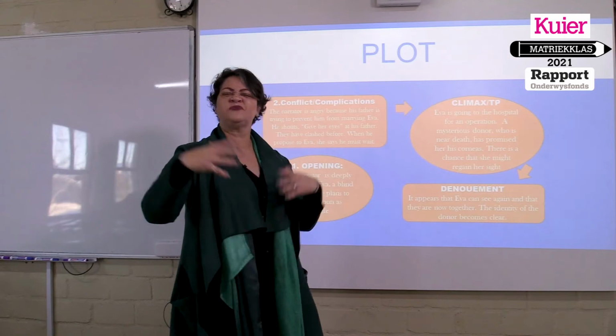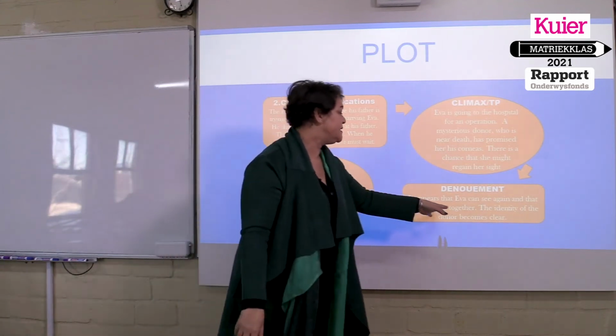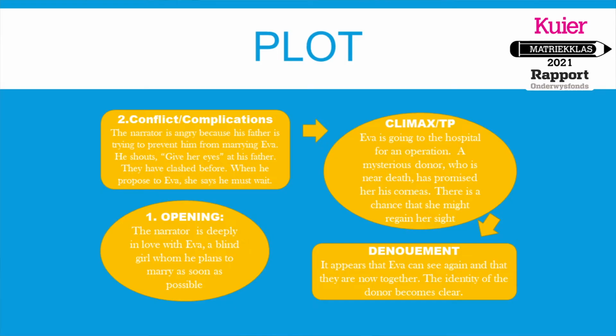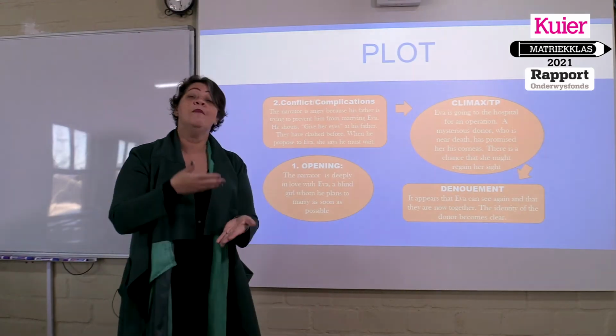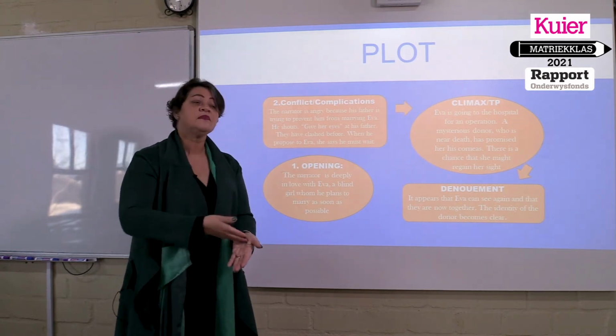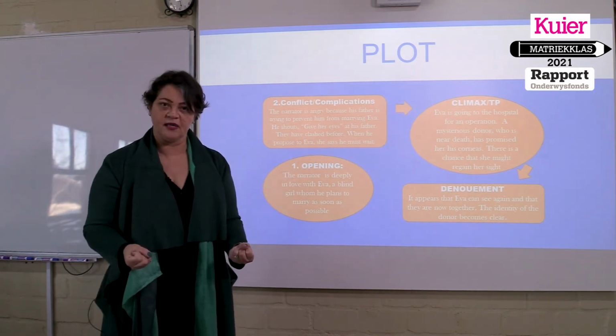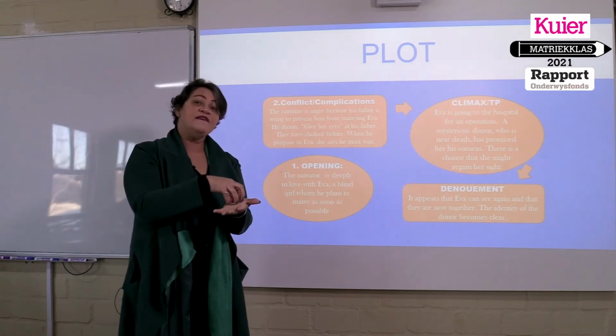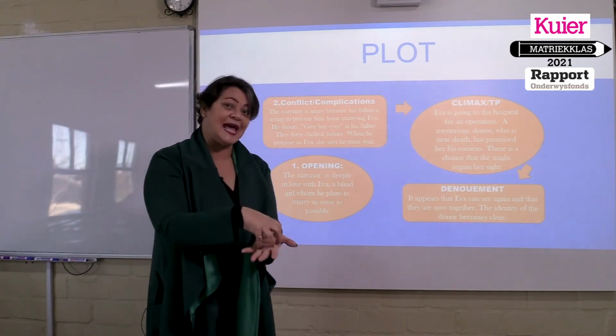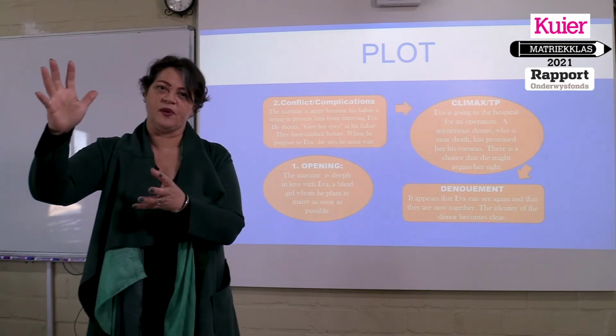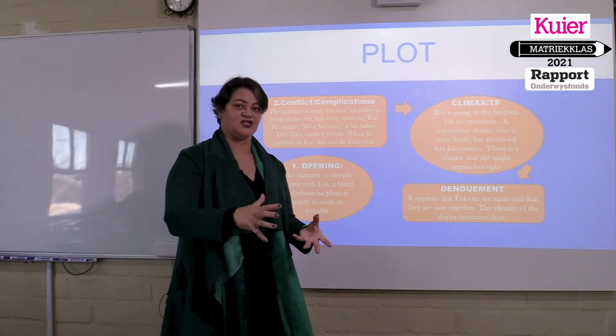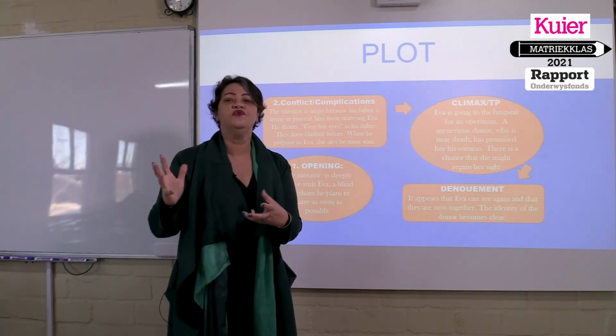Then the denouement, which is basically just the conclusion. It happens that Eva can see again and then they are now together. And then figuring it out: oh, so the dad was actually the donor. So the plot, guys, is more than just a retelling of the story. Those are the events where the characters interact to move the story forward. Without those interactions, the story wouldn't move forward.